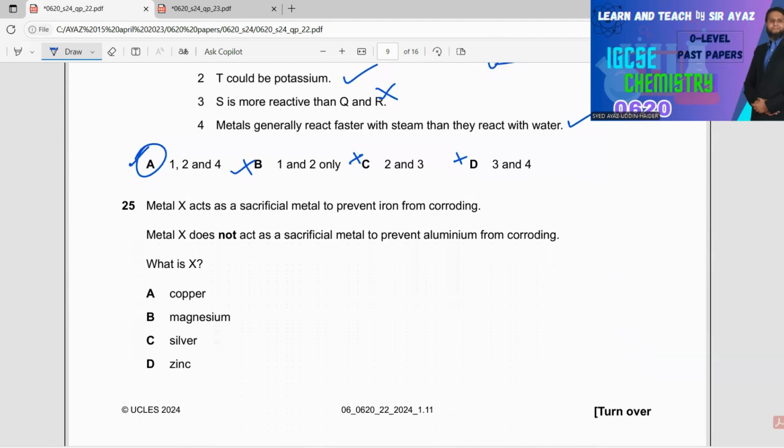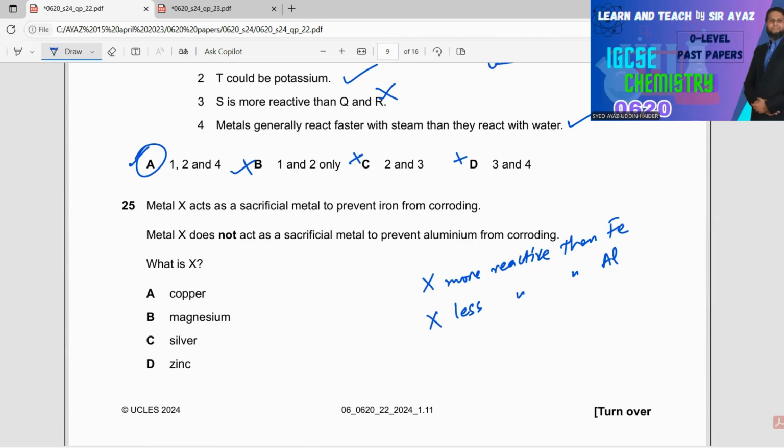25. Metal X acts as a sacrificial metal to prevent iron from corroding. Metal X does not act as a sacrificial metal to prevent aluminium from corroding. What is X? Now that X is acting as a sacrificial metal, preventing iron from corroding, it means X is more reactive than iron. Fe is the symbol for iron. But it's not acting as a sacrificial metal to prevent aluminium from corroding. So X is less reactive than aluminum. Al is the symbol for aluminum. What is X?